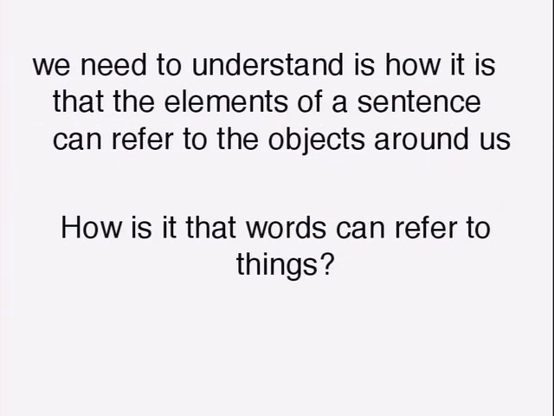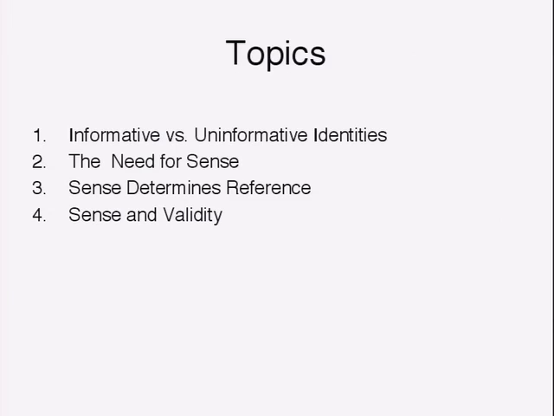So what we need to understand first, this is the strategy, this is the way in, is how it can be that the elements of a sentence, the basic words that you're using, can refer to the objects around you. What sets up that connection? How is it that words can refer to things? And so what we're going to do today is look at Frege's strategy for addressing that question.